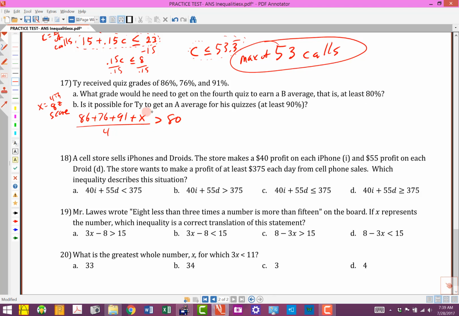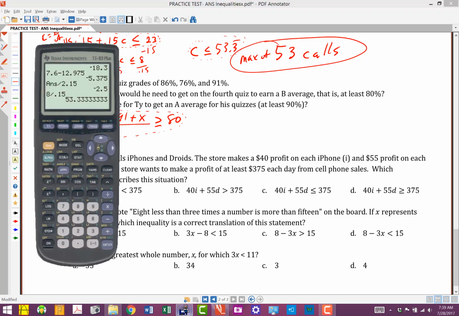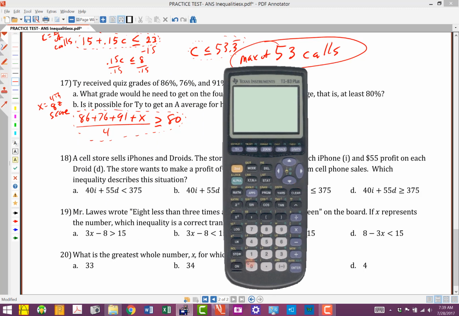He's okay if he gets more than 80%, but he's also okay if he gets exactly 80%. So there's the inequality that we're going to set up here. So that's the answer as far as inequality goes for the first part. Let's simplify this just a little bit. If we add those together, let's check and see. Write this in a little bit easier format.